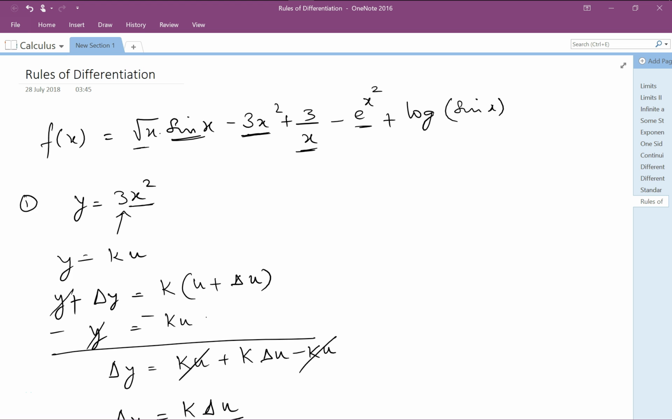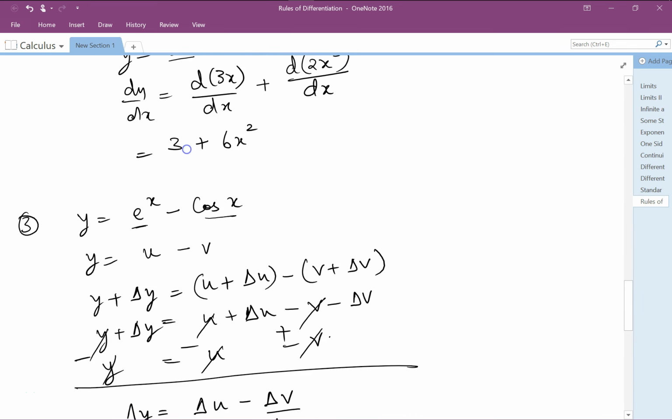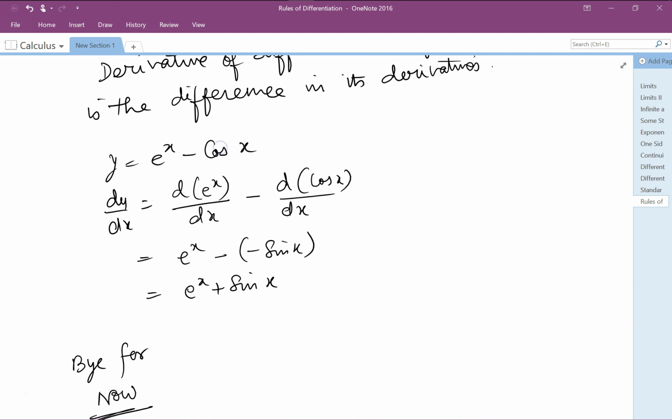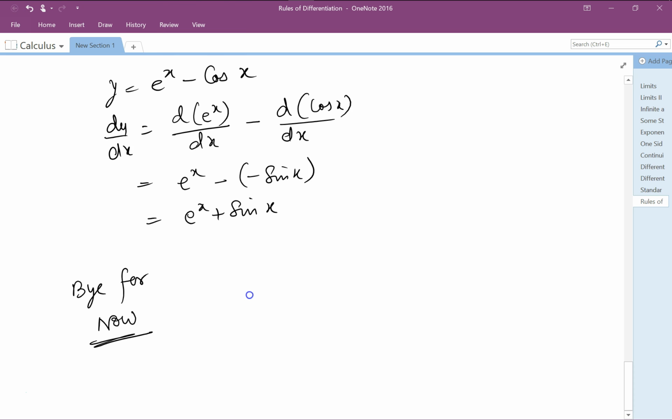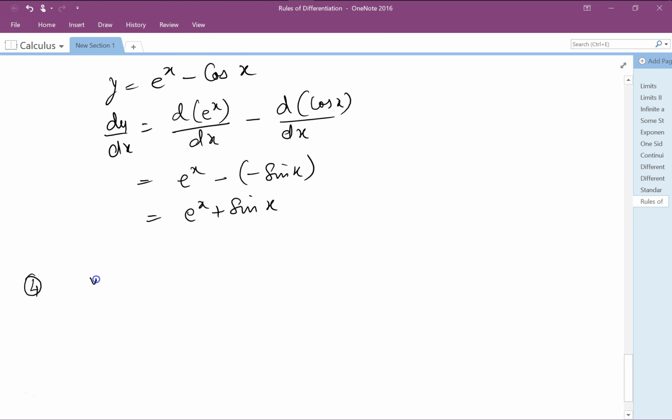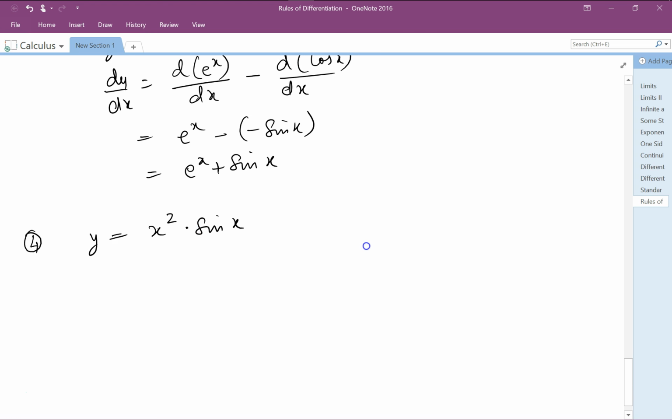So we were looking at rules of differentiation. Let's continue where we left off. We had completed up to subtraction of functions. Now let's say we have a function y is equal to x square sine x. Yes, here we have multiplication of functions.